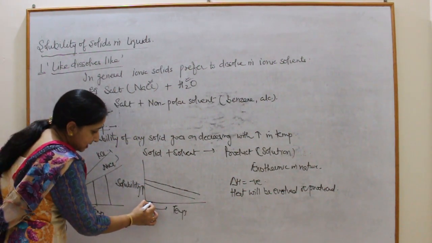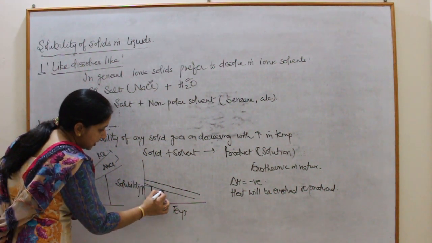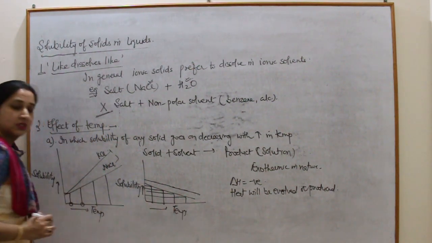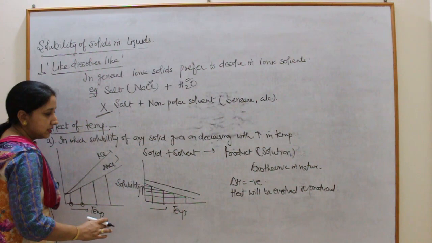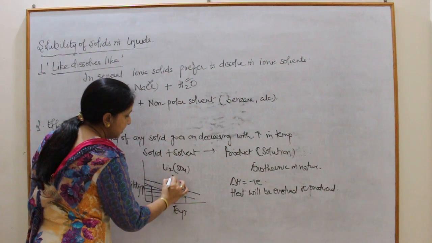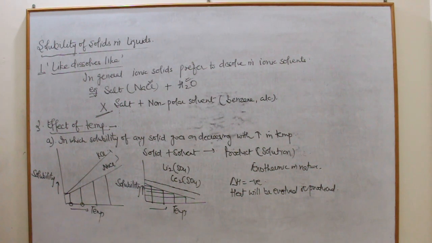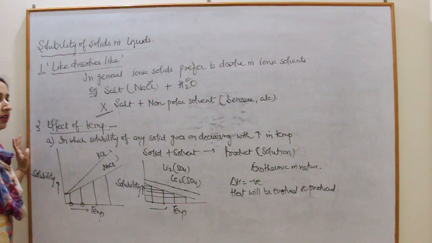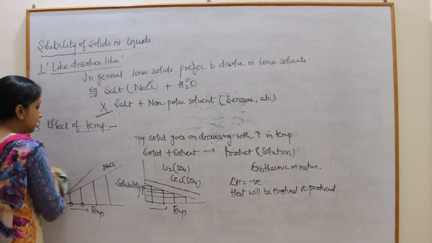For example, at this temperature solubility is more. When we increase the temperature, solubility is decreased like this. So there are certain solids whose solubility decreases with the increase in temperature. Examples are lithium sulfate and cesium sulfate. These types of solids, when they interact with any liquid solvent, the reaction is exothermic in nature. So their solubility goes on decreasing with the increase in temperature.